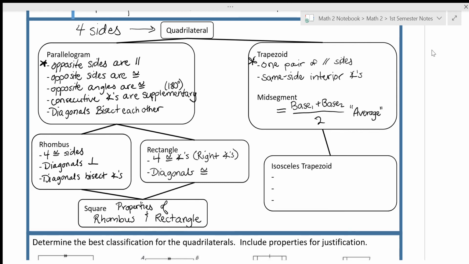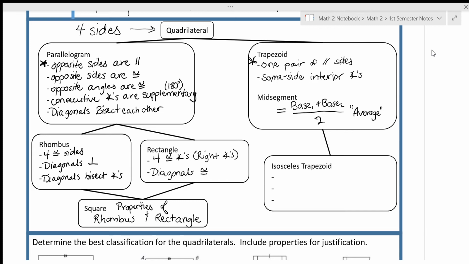So if you have a property, most likely a square also has that property because it just gets everything. Now, it is the most specific, so it also has the most requirements that need to be met in order for us to call something a square. So those are the more specific types of parallelograms.